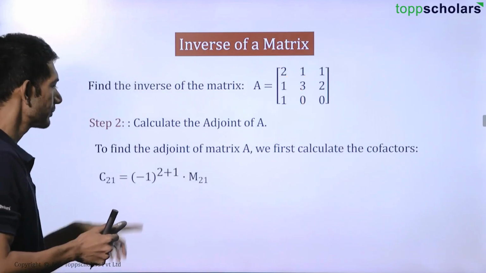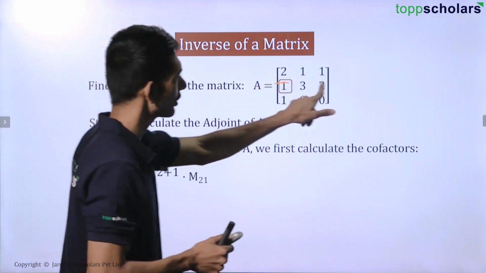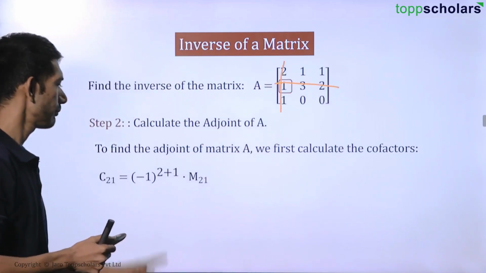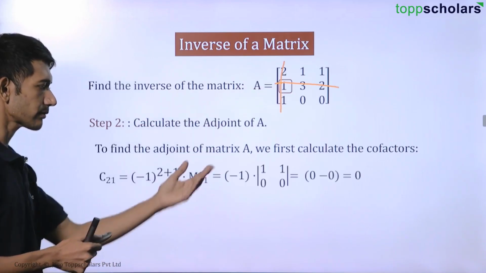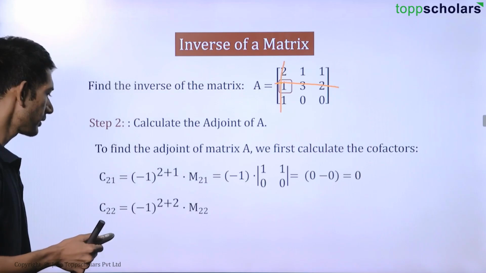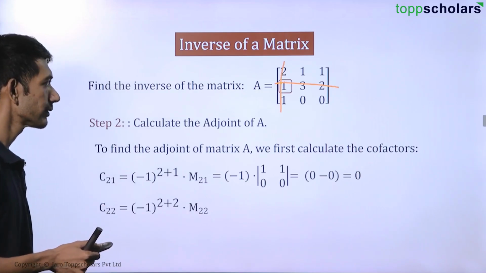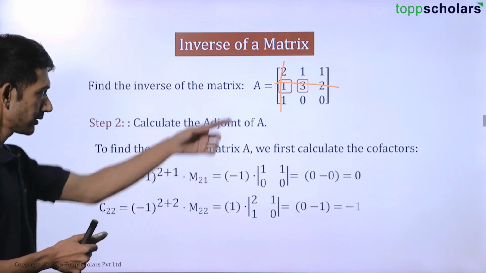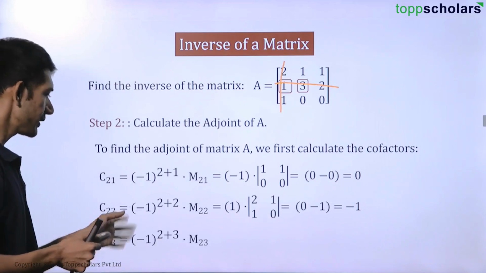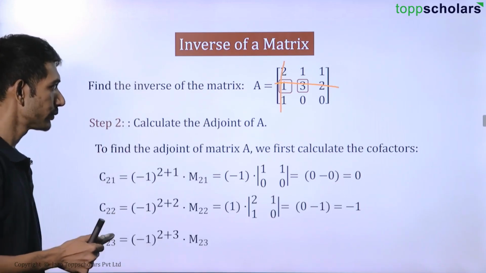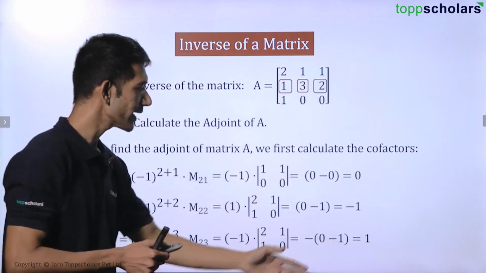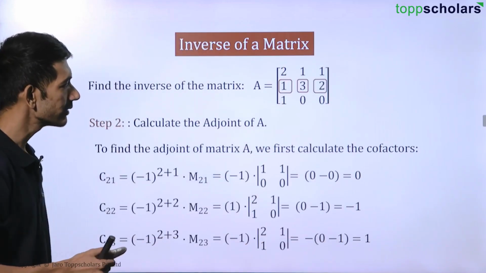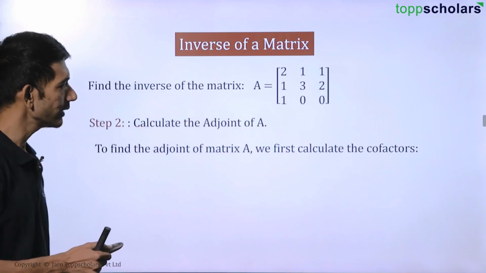So C21. You'll ignore this row and column, (-1) raised to 2 plus 1, 1 1 0 0. Solve this. C22, correct? Solve it further. C23, that is for 2. I hope this is clear, so that you get to know how we are getting the values. The last 3 are pending. We need to focus on that as well.